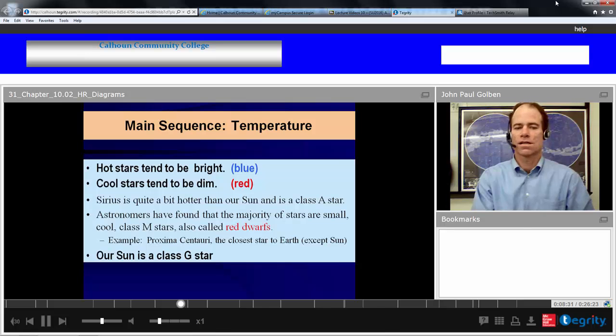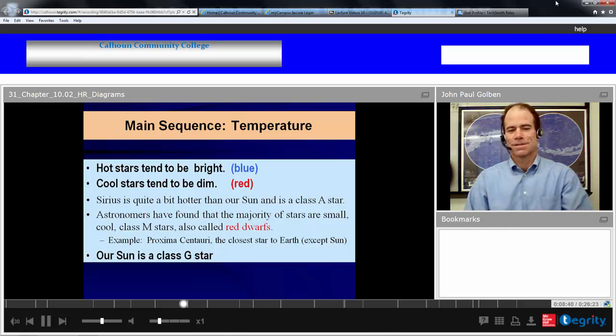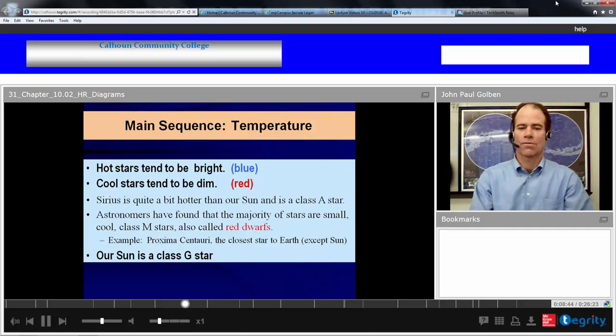And our Sun is a class G star, G for suitable for the general audience. It's a class G star in the middle of the main sequence, and rather yellow in color.